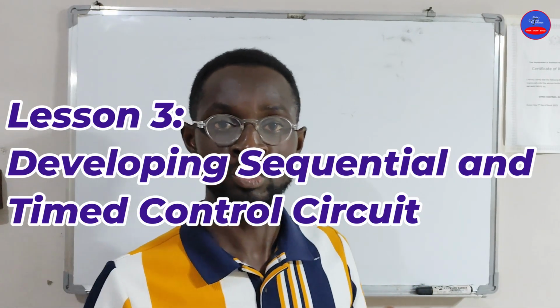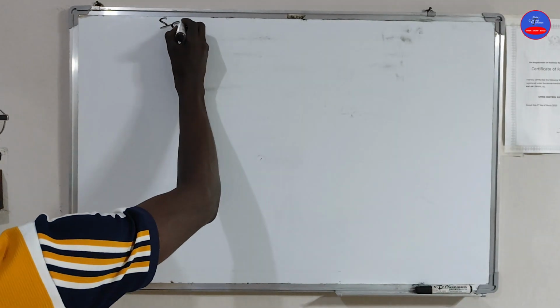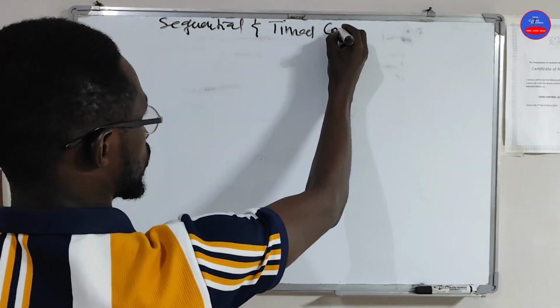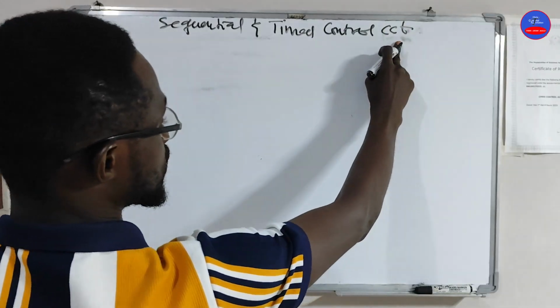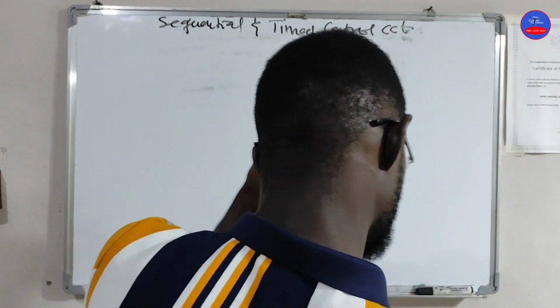This is lesson 3. In this lesson, we are going to look at sequential and timed control circuit. So let's write here sequential and timed control circuit. CCT is a short form of circuit.